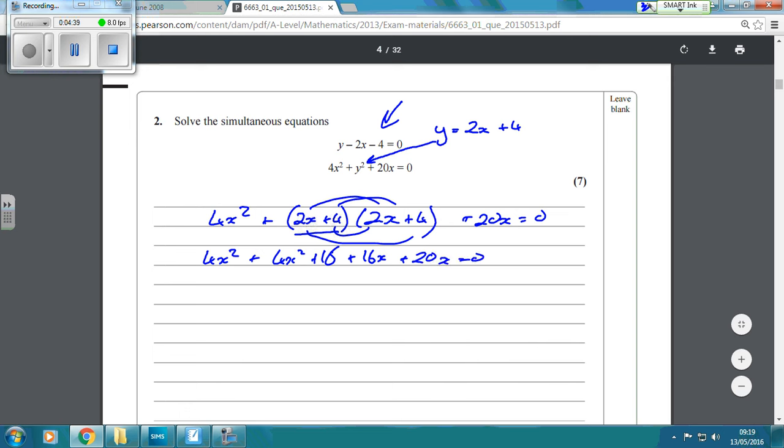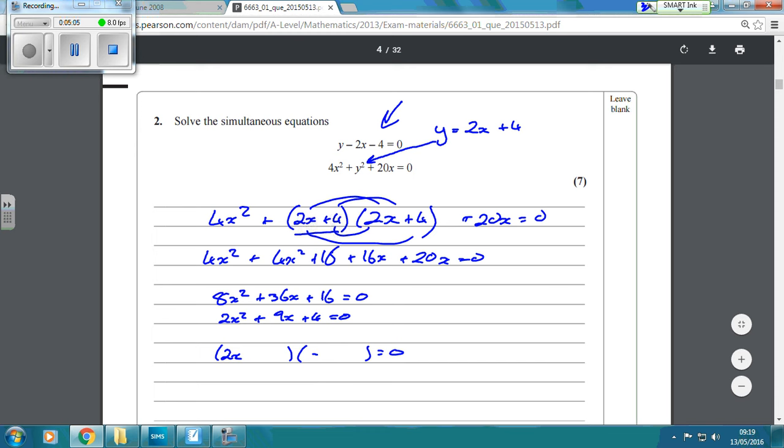Then if you gather together, that's going to be 8x squared plus 36x plus 16 equals 0. And we see that 4 goes into everything there, so that's going to be 2x squared plus 9x plus 4 equals 0. And then you've got to factorise.